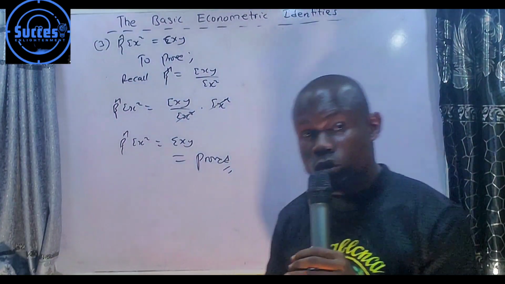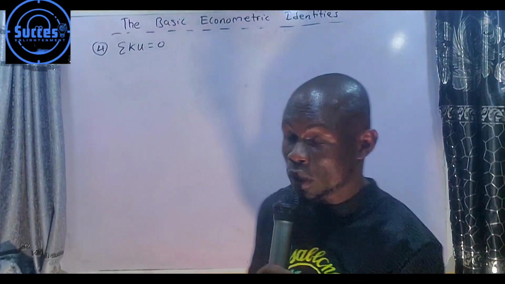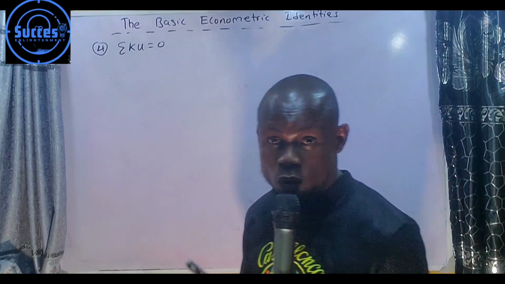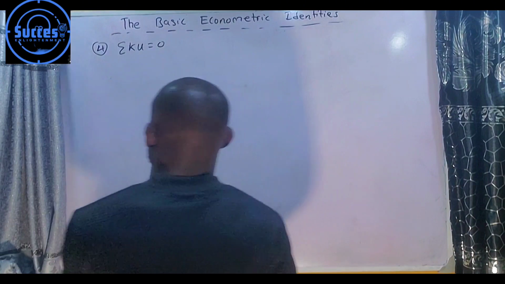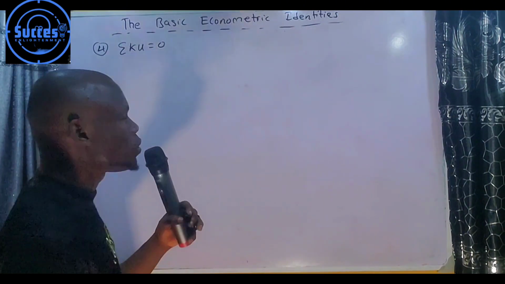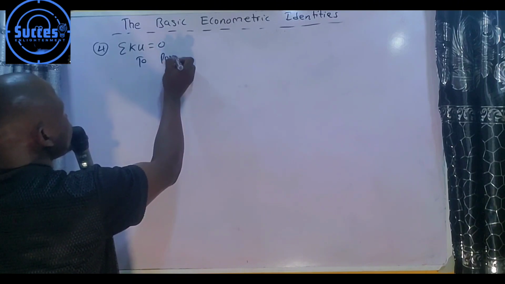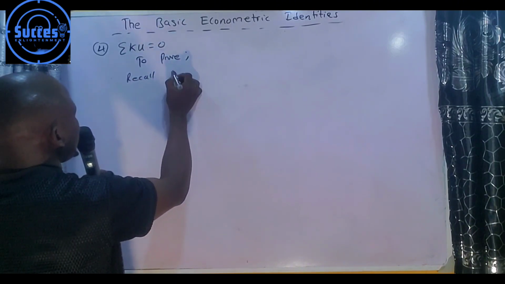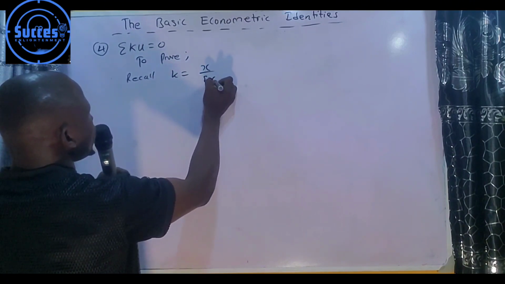Let's go straight to the next one. So we don't take our time. Let's go to the next one. Alright, so now we have to prove that summation ku is equal to 0. Our u is a residual and is an error term. So summation k times 0 equals 0. So now all we have to do is first state our motive, which is to prove. We have to recall what is our k. Our k equals x all over summation x squared.